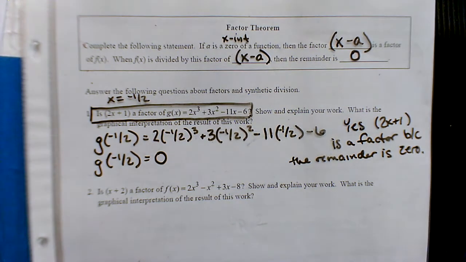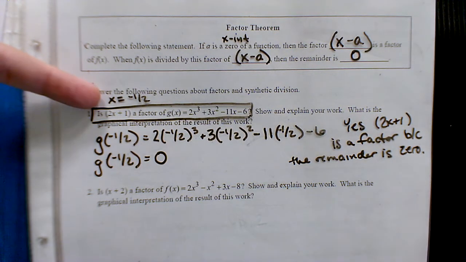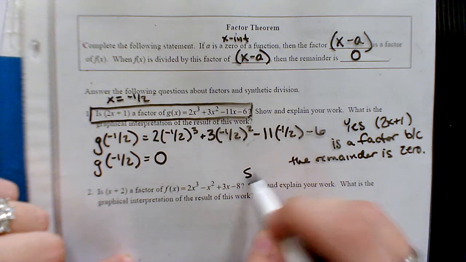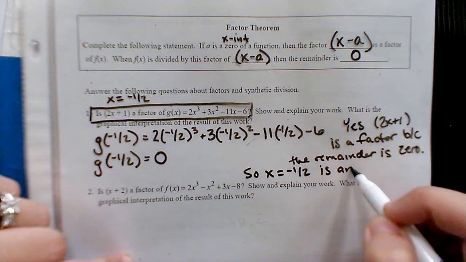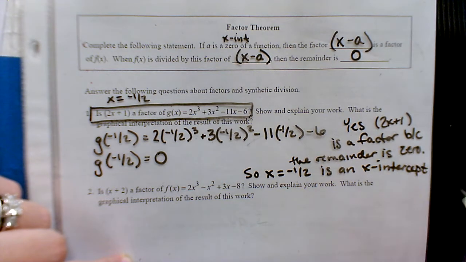So far, so good. There is another question, though. What is the graphical interpretation of your result? Okay, so if this is a factor, what do we know about this special x location of -1/2? It touches or crosses the x-axis, okay? It's an x-intercept. So we can say the x value of -1/2 is an x-intercept.